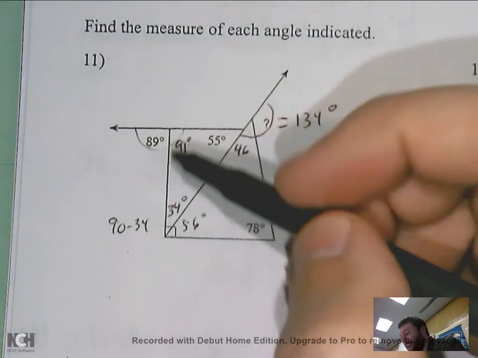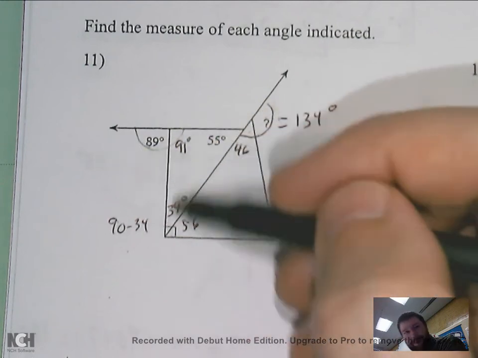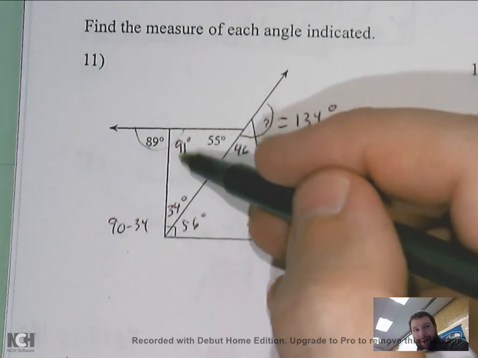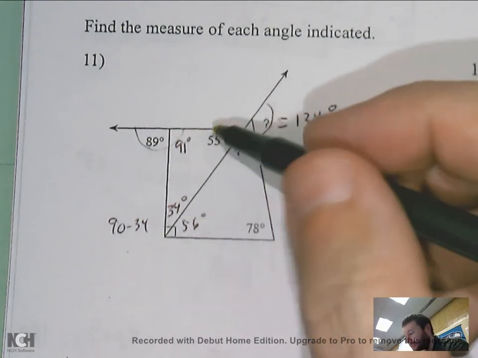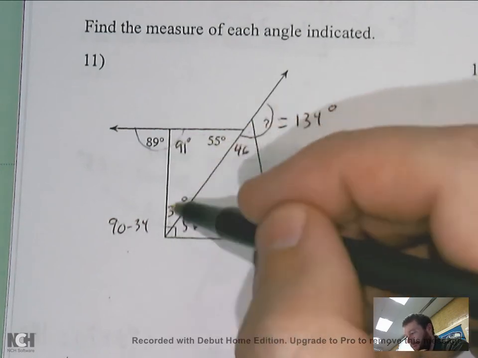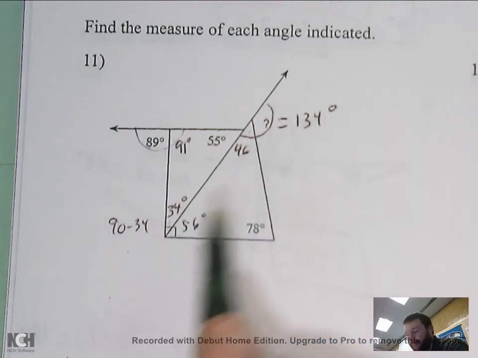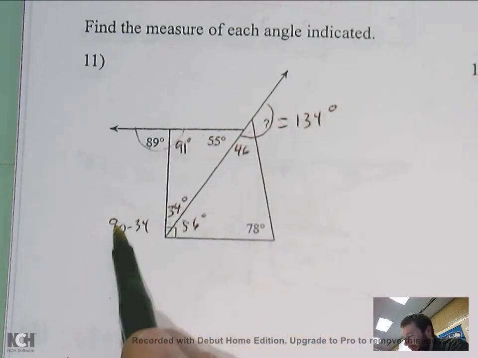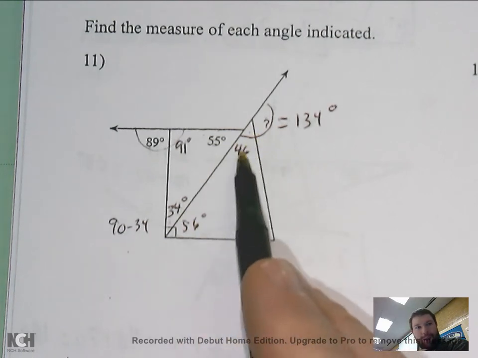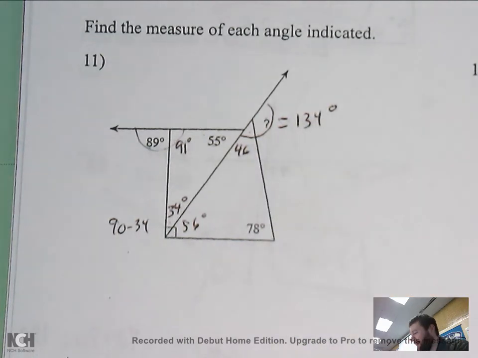Again, basically this was supplementary, so those add up to 180, right? So that's where I got the 91. If I have 89, 91 would be what's left of the 180. And then these three all add up to 180, right? So I added those two together, took them away from 180 to get 34. And then I took 34 away from 90 to get 56. And then I added those together, took them away from 180 to get 46. And then took 46 away from 180 to get 134.